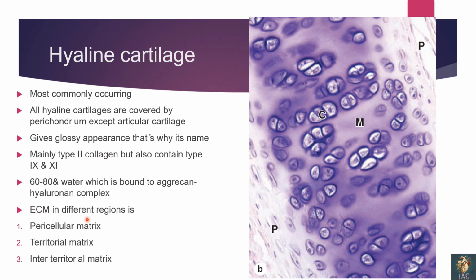The extracellular matrix in different regions is called the pericellular, the territorial, and interterritorial. The pericellular one is present just in close vicinity to the lacunae, and it contains a large amount of the sulfated extracellular matrix. Next to this, the area contains the territorial matrix, which contains a smaller amount of the type 2 collagen fiber as well. And in the interterritorial matrix, a large number of the type 2 collagen fibers will be present, and this area is lighter in color as compared to the pericellular or the territorial matrix.